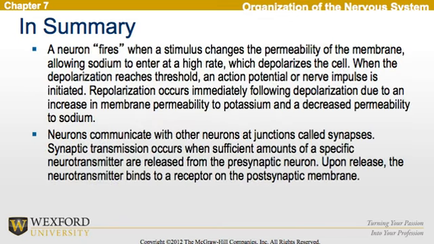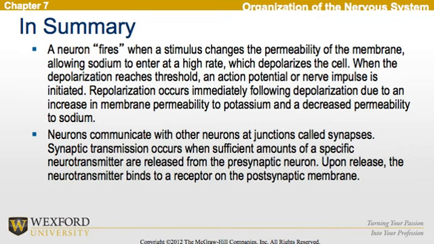The neuron fires when a stimulus changes the permeability of the membrane, allowing sodium to enter at a high rate, which depolarizes the cell. When the depolarization reaches threshold, an action potential or nerve impulse is initiated. Repolarization occurs immediately following depolarization due to an increase in membrane permeability to potassium and a decreased permeability to sodium. Neurons communicate with other neurons at junctions called synapses.